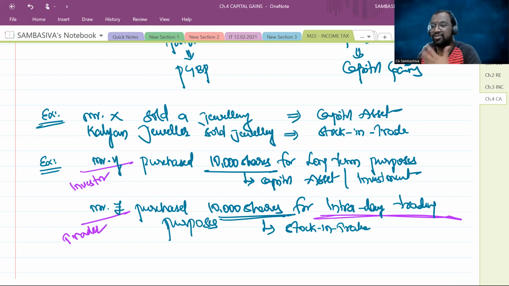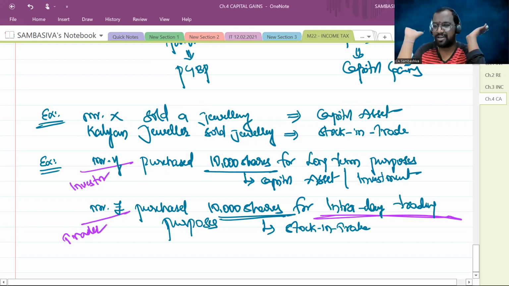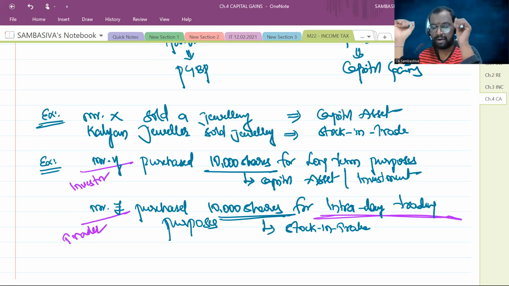Like Rakesh Jhunjhunwala, his business activity is daily buying and selling of the shares, intraday trading. He's purchasing the shares, but not for the main purpose of holding them for a longer period, but only for selling them on the same day or on the next day. See, he purchased for 100 rupees, and even if the share price increases to 105, immediately he will sell, because he purchased the shares in bulk quantities, right?